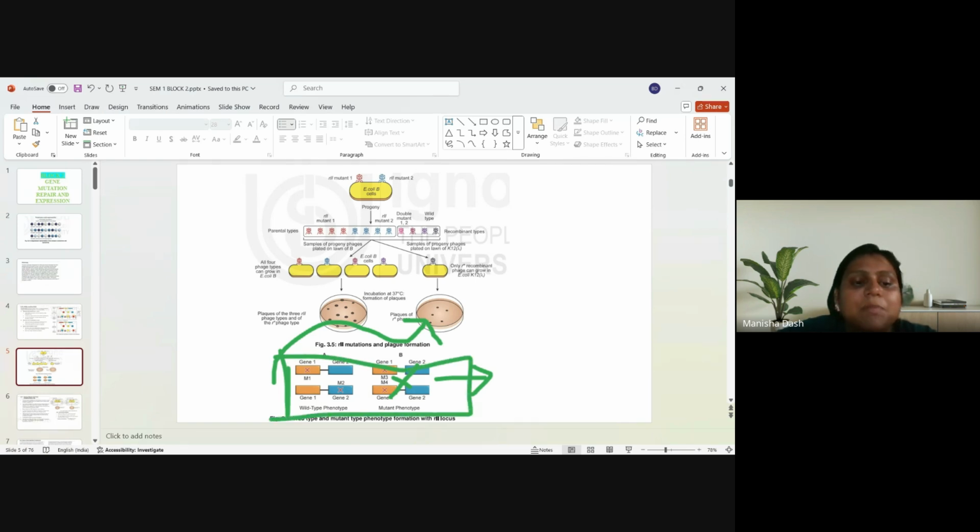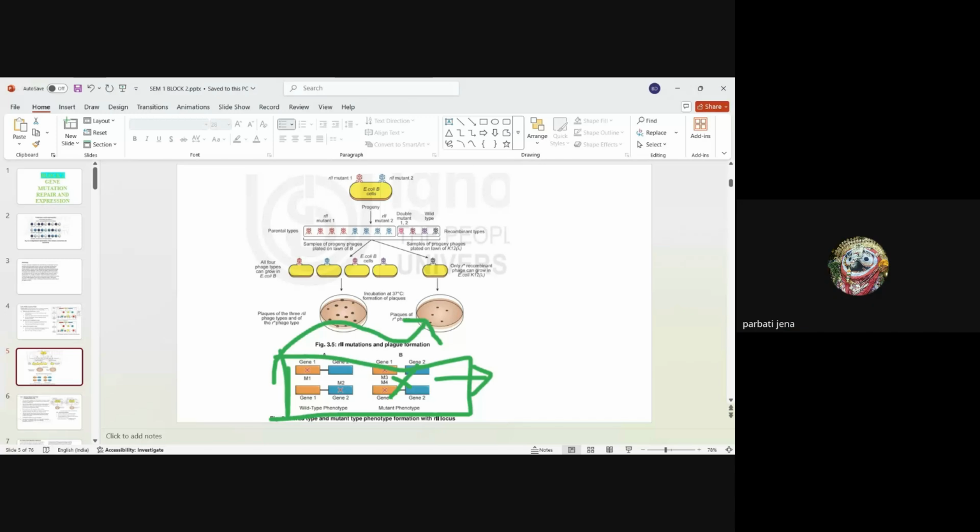So when the mutations are in two different genes. Madam, don't mind please.